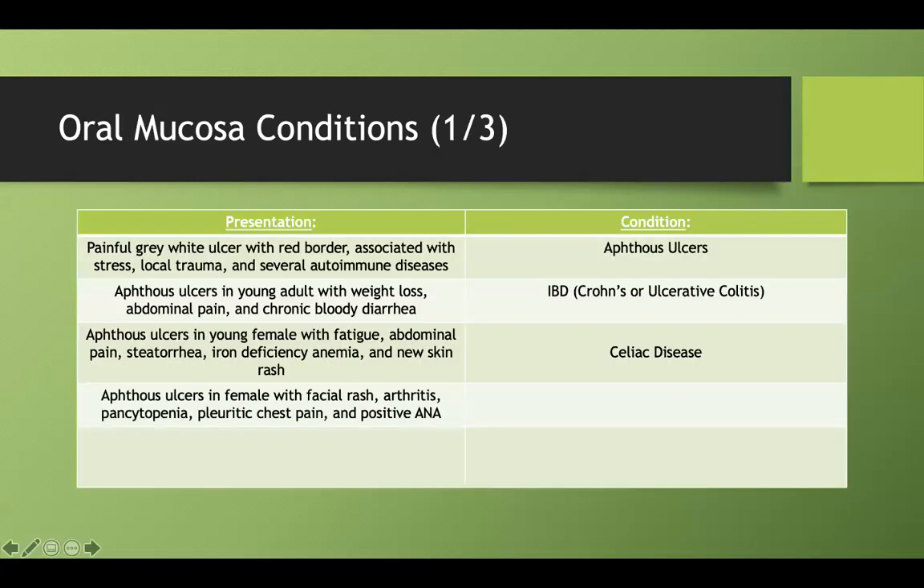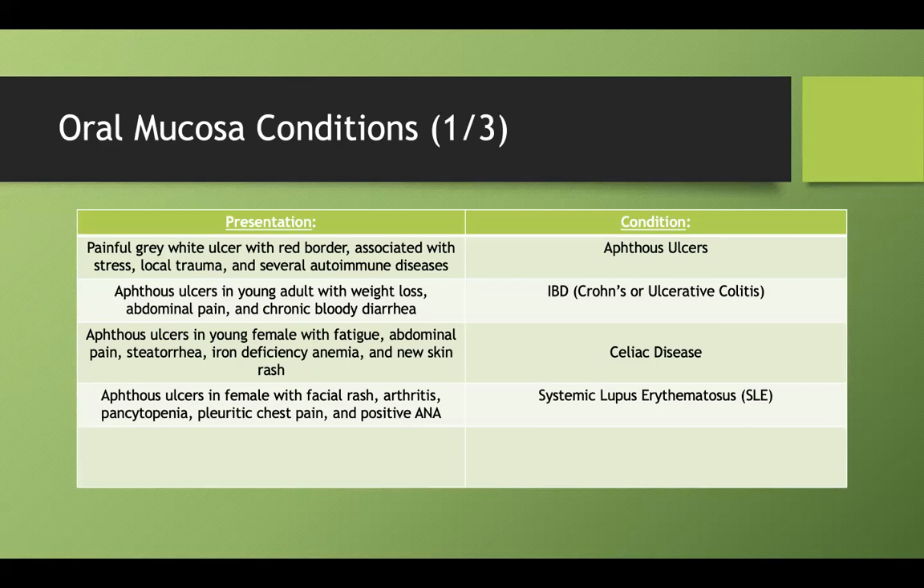How about an autoimmune disorder, excuse me, of aphthous ulcers in a female who has a classic facial rash, arthritis, pancytopenia, pleuritic chest pain, and a positive ANA. So if you haven't guessed, that's lupus.